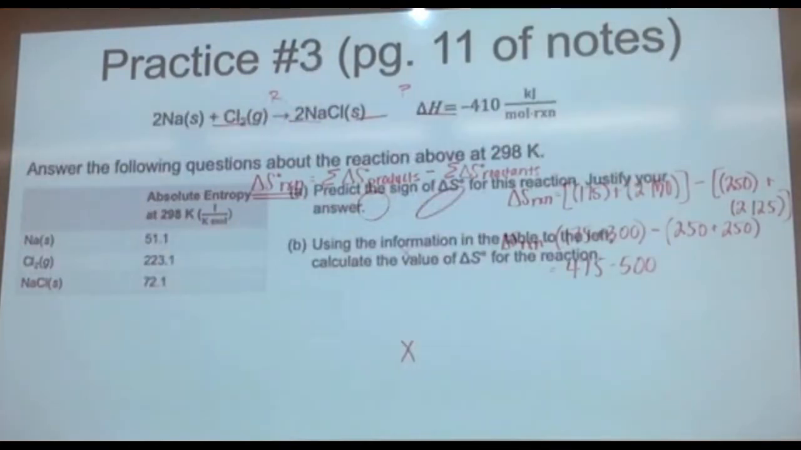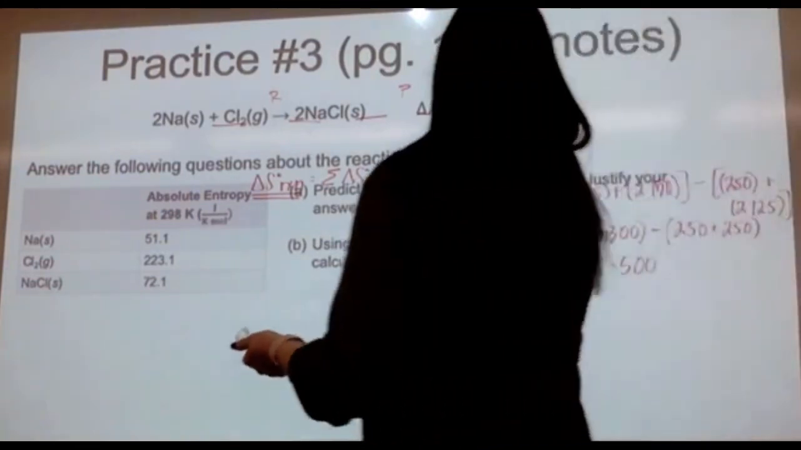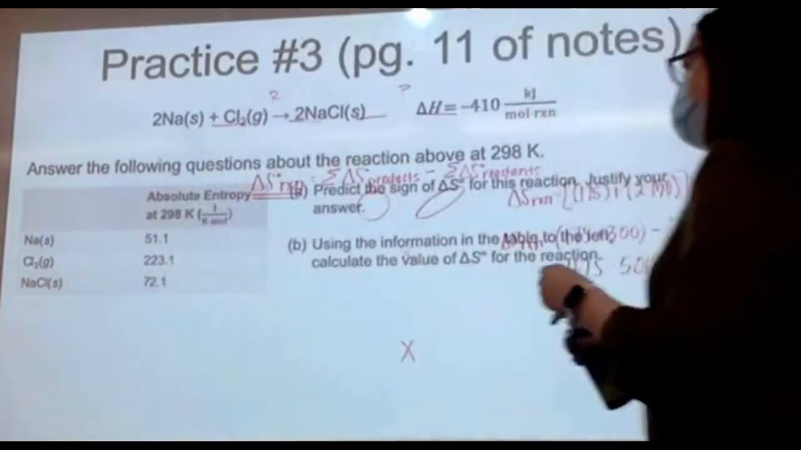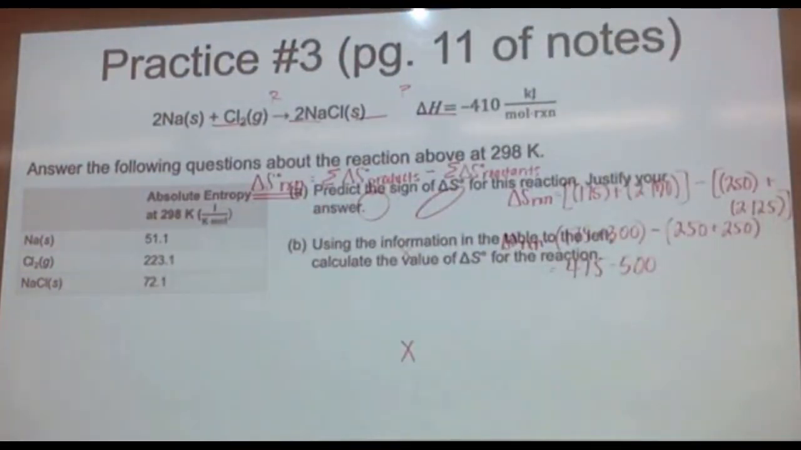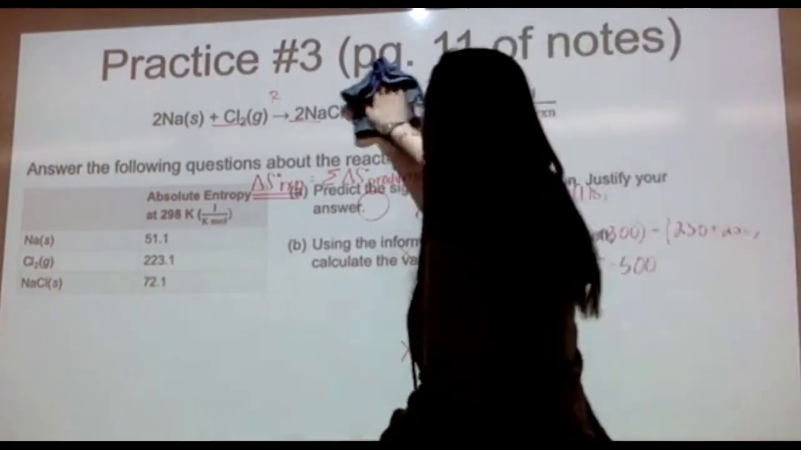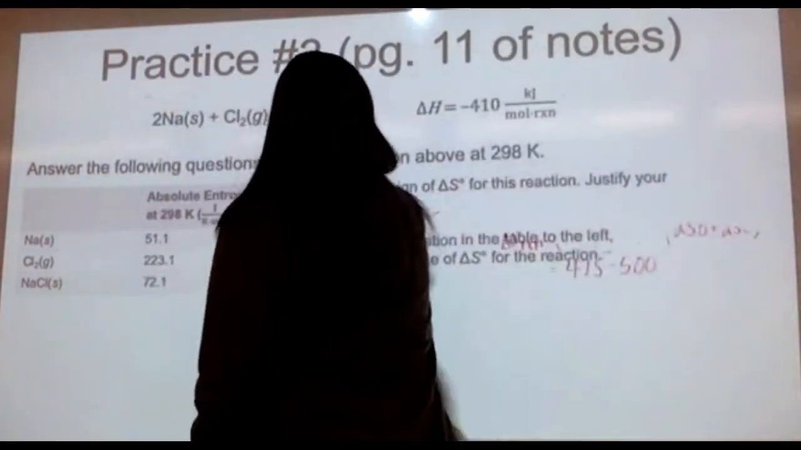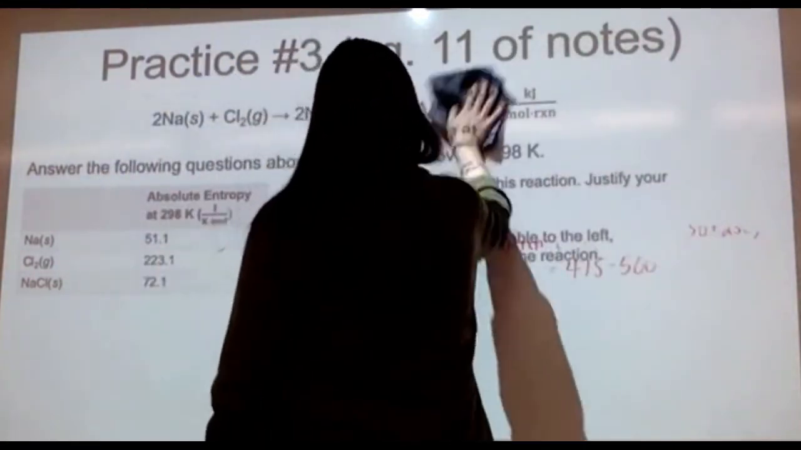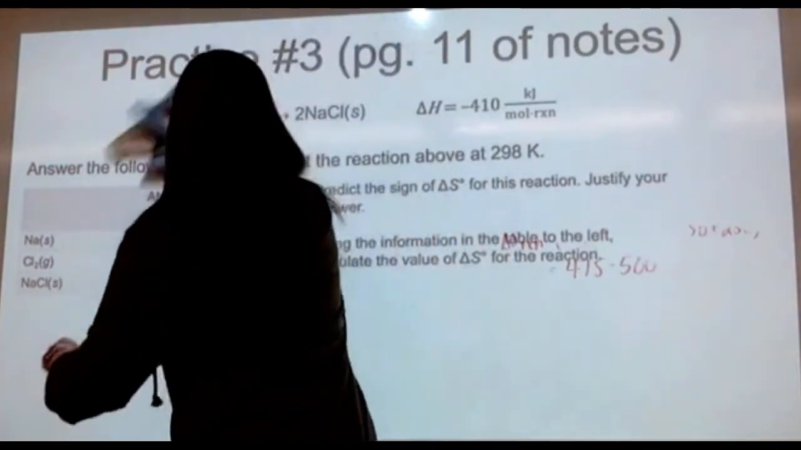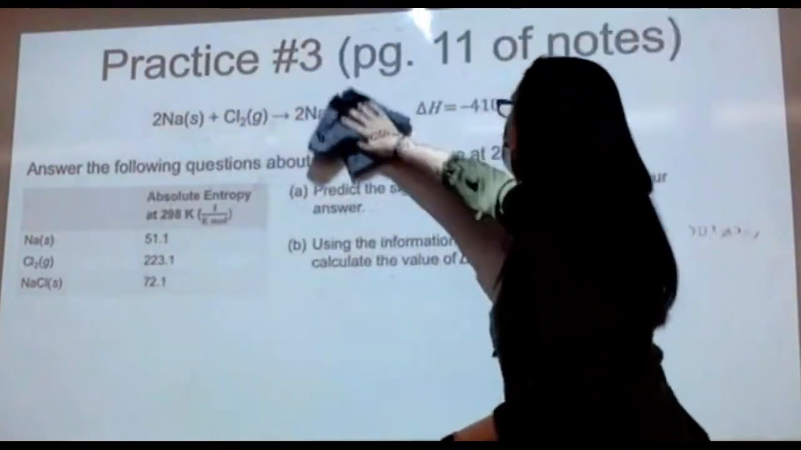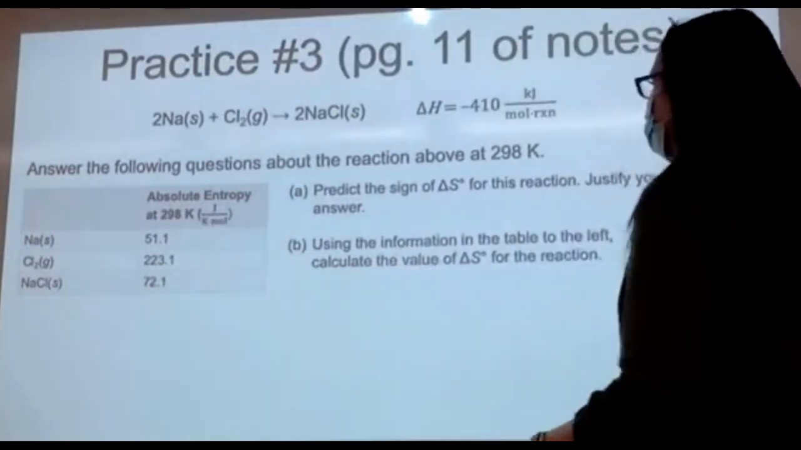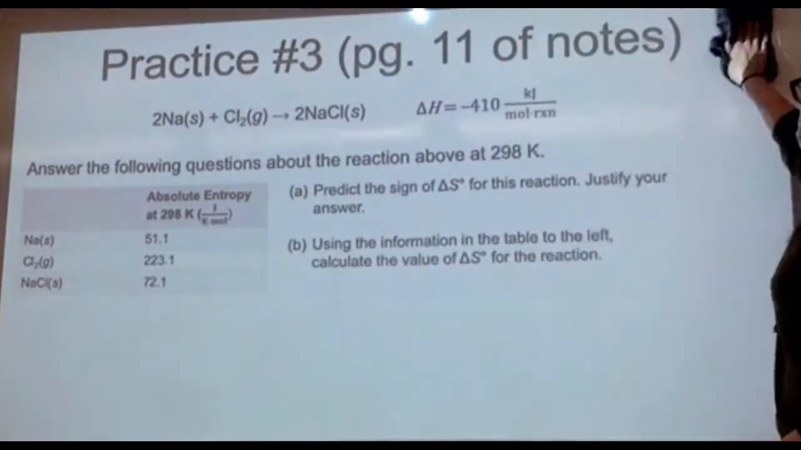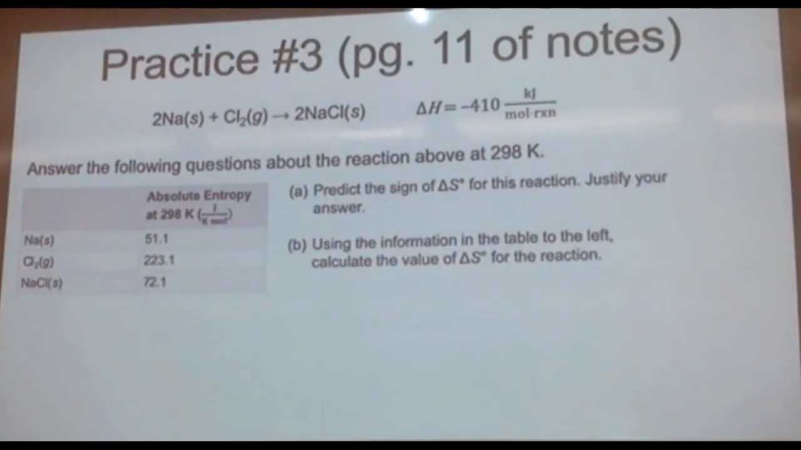So I want to have you guys try this with people sitting next to you. So this was a free response question, so you can use your calculator. There's no answer choices, so it's not multiple choice. So this has 2 parts. Part A, predict the sign of delta S for this reaction. They give you the reaction up at the top. And part A just wants you to predict the sign and then justify your answer.